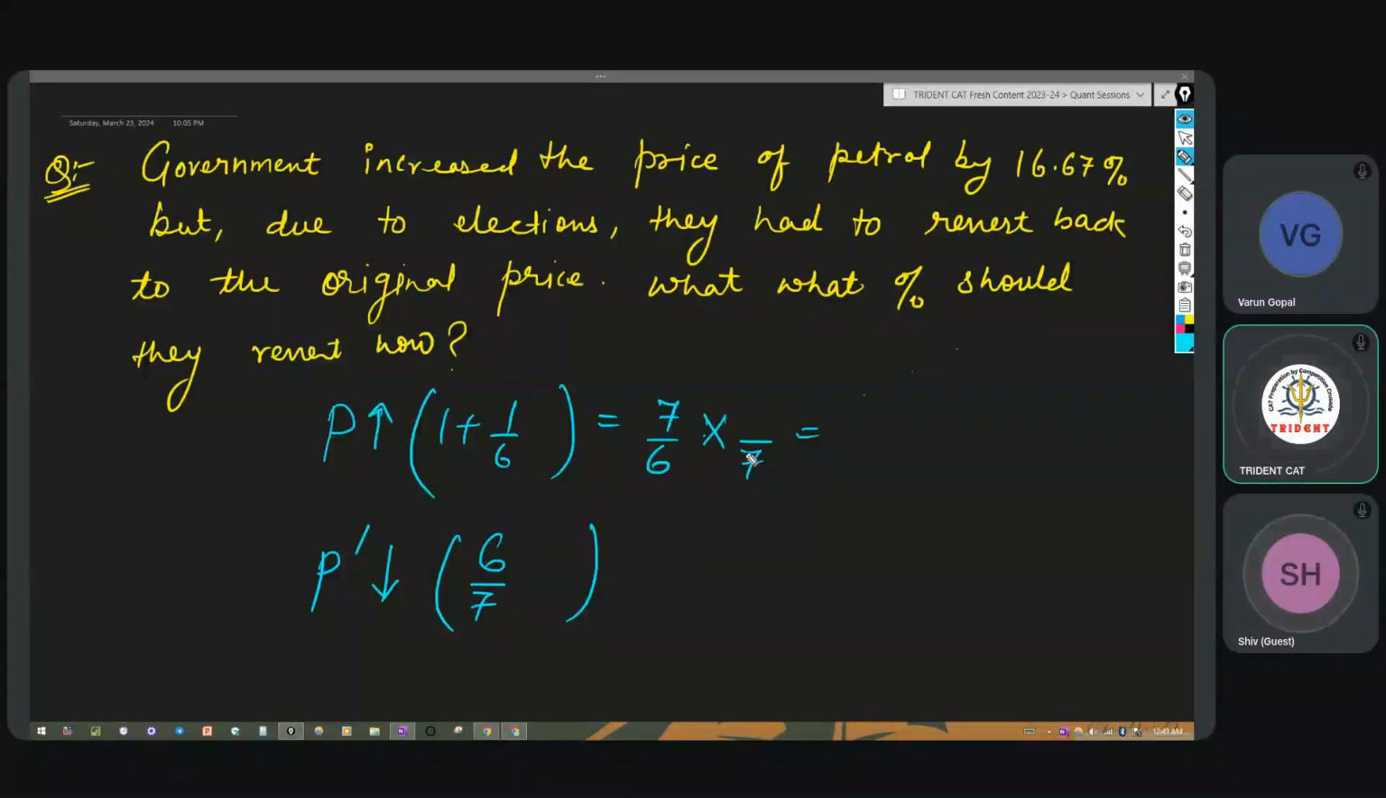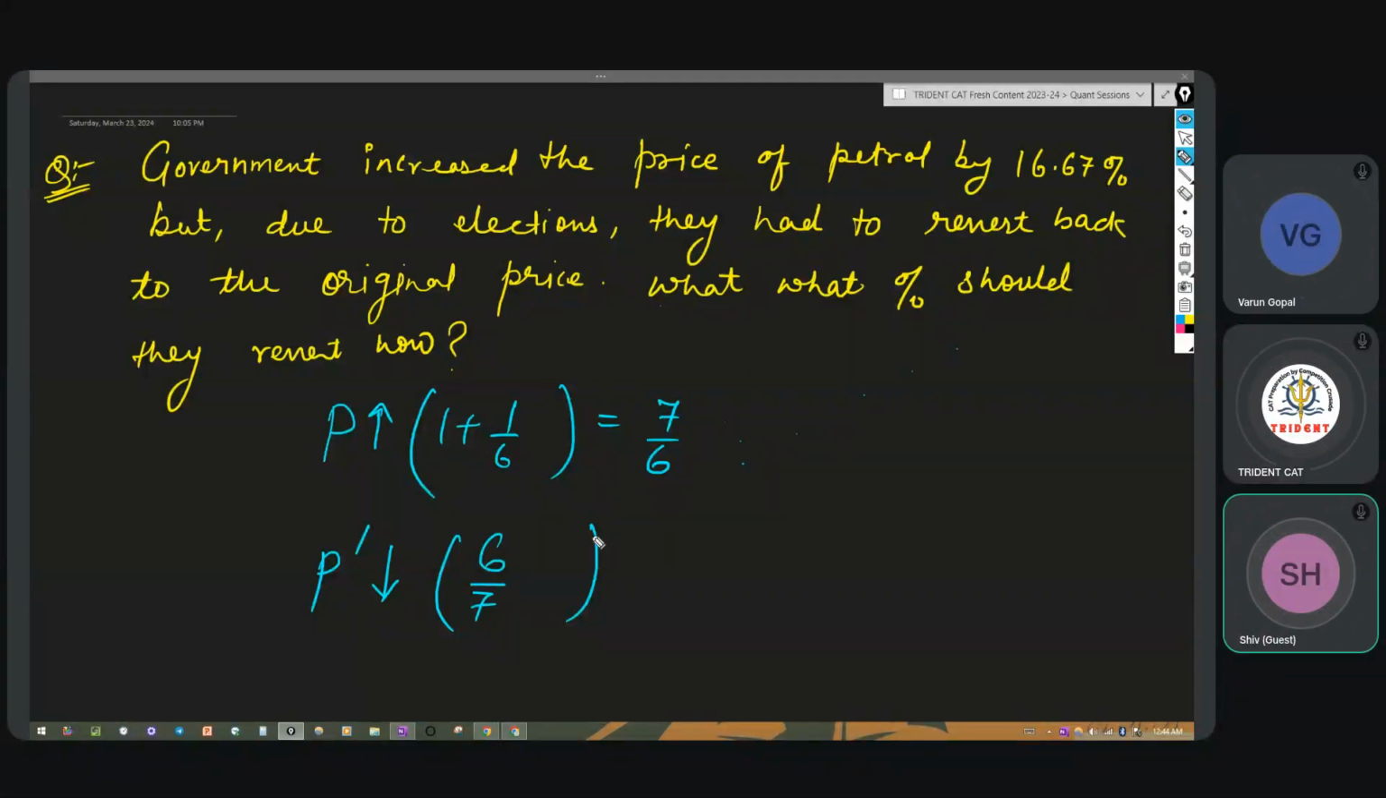Read the question again. The question is not asking you for any multiplying factor or anything. They are saying that yes, they increased the price, but due to the election, they had to revert back. So how much decrement will they have to give so that it becomes the original price?